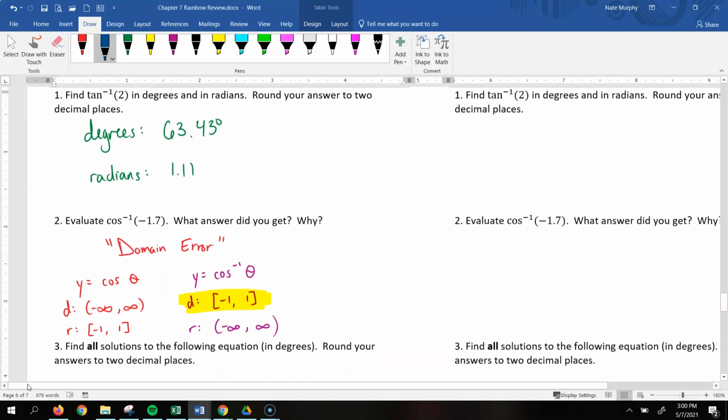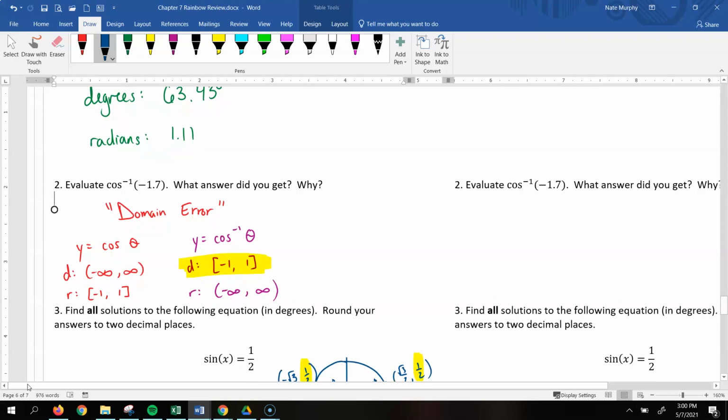Now number 2, if you take the inverse cosine of negative 1.7, you get domain error. And so it's asking, why is that? Why do we get an error for that? Why is that not possible? Well, let's think about this logically. Let's think about the cosine function. The cosine function has a domain going from negative infinity to infinity and a range from negative 1 to 1.